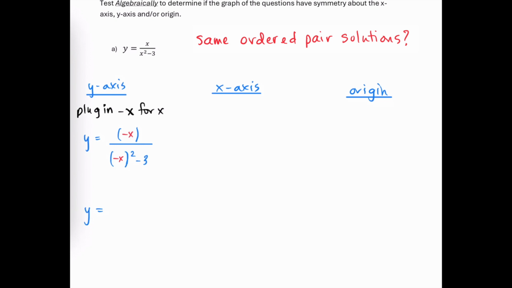The parens in the numerator do not need to be carried forward in this simplify step. Because of the fact that we're squaring the x and the negative quantity, this becomes a positive x squared in the denominator. And this is about all we can do to this equation, so now we want to compare it back to the original equation. And as we can see with this negative now in the numerator, that's going to be different than the graph that we started with. So no, it's not going to have the same collection of ordered pair solutions after it's flipped over the y-axis, and therefore it's not symmetrical in that direction.